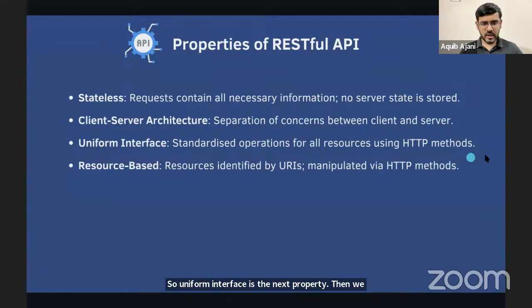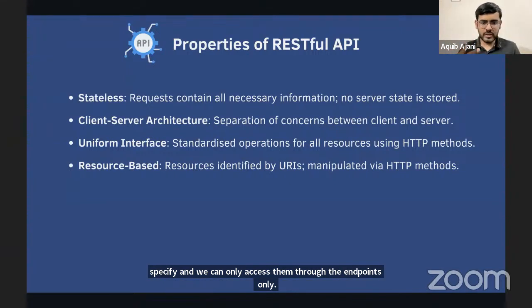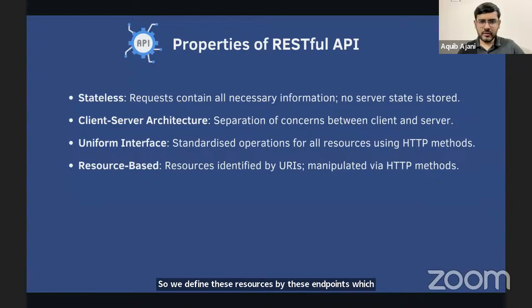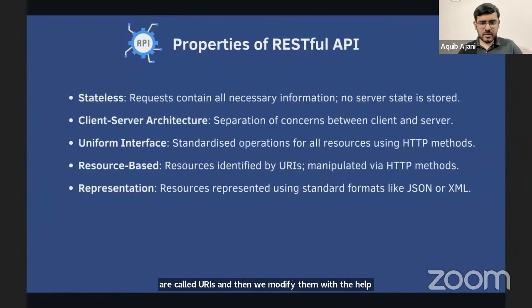Then we have resource based, right? So again, we have endpoints that we specify, and we can only access the resources through the endpoints. So we define these resources by these endpoints, which are called URIs. And then we modify them with the help of the HTTP methods. Then we have something called representation. So the R in REST stands for representation. Representation basically means we are using a standard data format like JSON. Since we are working with JavaScript, JSON is the best option for us. JSON stands for JavaScript Object Notation.